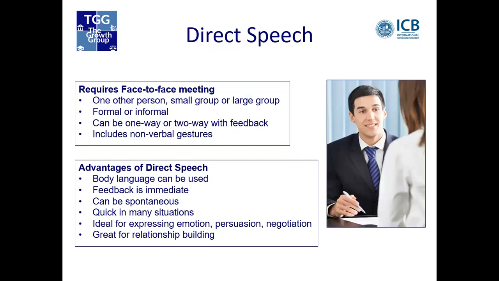Then the last part of this section is really when we differentiate between direct speech and indirect speech. Now, direct speech is where we are meeting face to face. I can see you, I'm looking you in the eye. We are in the same location. It is one person addressing another person, or a small group, even a large group, but you can see the people. It can be formal or informal, and it can be one way or two way with feedback.